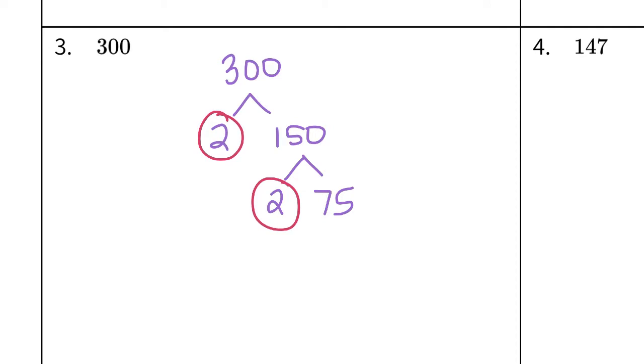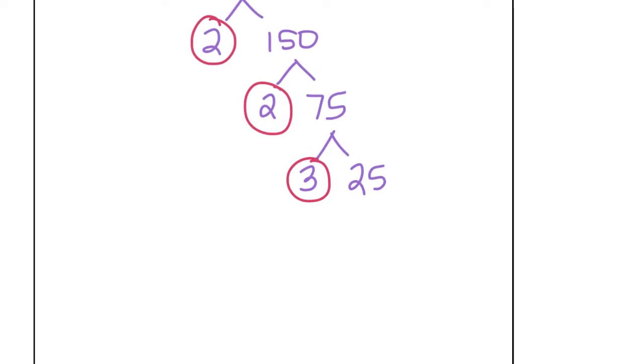75 is not a prime number, but it's also not even, so 2 is not going to work here. So let's start with 3. And 3 does work. It would be 3 times 25. 3 is prime. But then let's continue breaking this down. 25 is not a prime number, so I know I can split it up. But 2 is not going to work because it's odd. But 3 also doesn't work when I type it into my calculator.